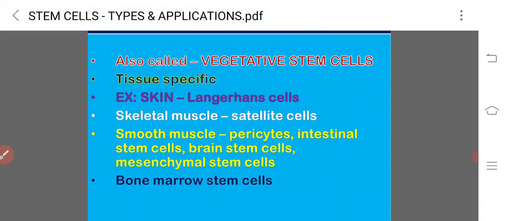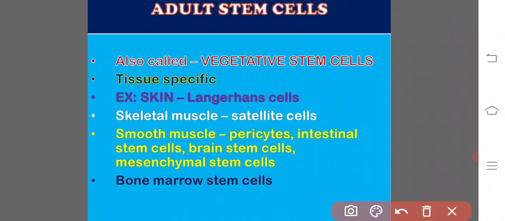Adult stem cells. These are undifferentiated cells found among specialized or differentiated cells in almost all tissues or organs of the adult body and appear to have a more restricted ability to produce different cell types and to self-renew. These are also called the vegetative stem cells, which are highly tissue specific. These stem cells replace or regenerate the damaged or dead cells. Hence, these are also called the vegetative stem cells.